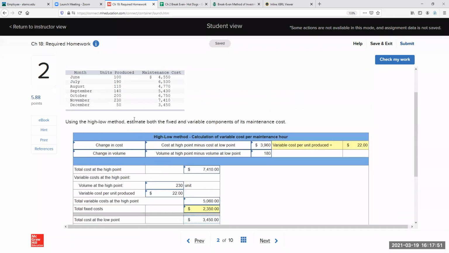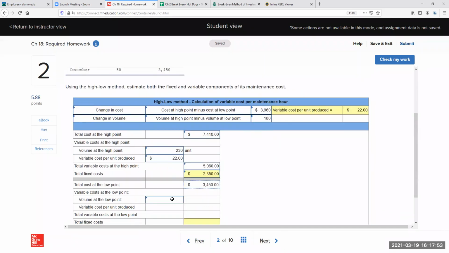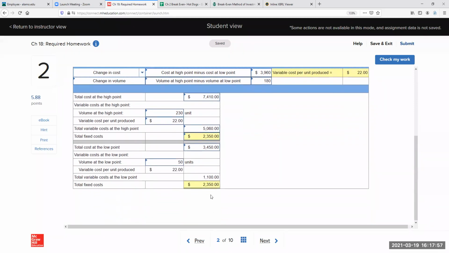The variable at the low, the volume at the low is 50. And at 22 means 1,100. So you see, we just proved by doing the math at the high and the low that the fixed are 23.50. So if you make nothing, you have costs of 23.50. If you make one, your costs are 23.50 plus one at $22.